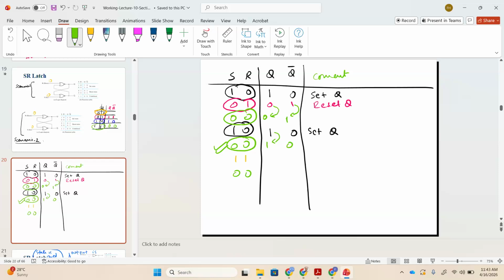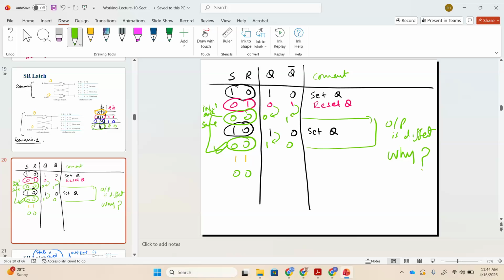Now if you look at this green one and this green one, the input is 0, 0, but the output in the first case is 0, 1, and in the second case the output is 1, 0. Got it or not? Any question? For the green one, the inputs are the same, but the output is different. Why? If anyone answers this question, I will note his name.